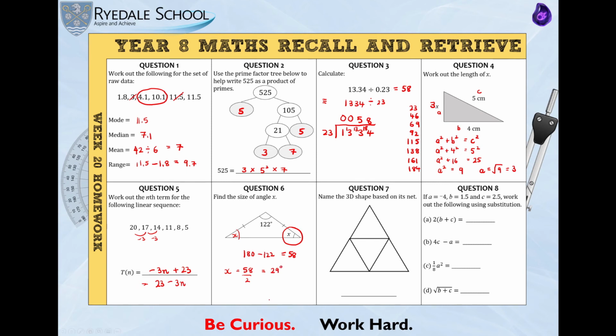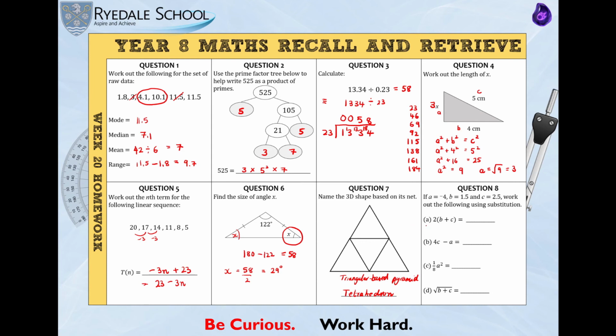Question 7. Name the 3D shape based on its net. Well, there's two possibilities here. You might have written that it is a triangular based pyramid, and that is a perfectly acceptable answer. However, it does also have a more technical name for those people wanting to show off, which is a tetrahedron. Tetra is a prefix for 4, and hedron means a 3D shape. So this basically means a 4-faced 3D shape.